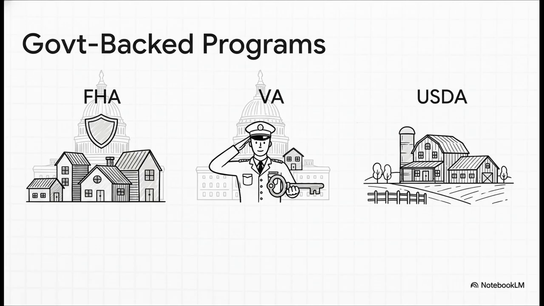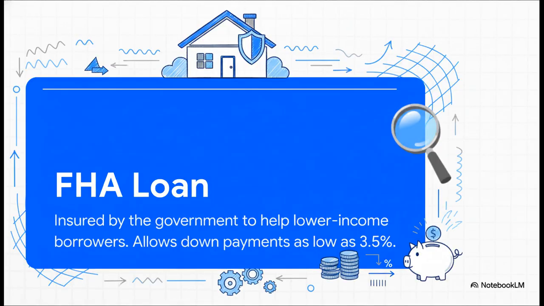FHA loans are probably the most common government-backed option. Here, the Federal Housing Administration basically insures the lender against a loss, and because the lender has that protection, they're willing to offer mortgages to people who might have lower credit scores or smaller down payments, sometimes as low as just 3.5%.